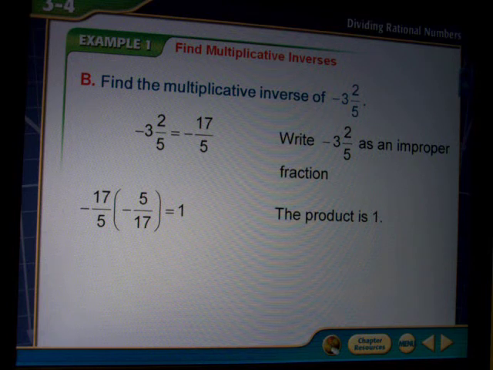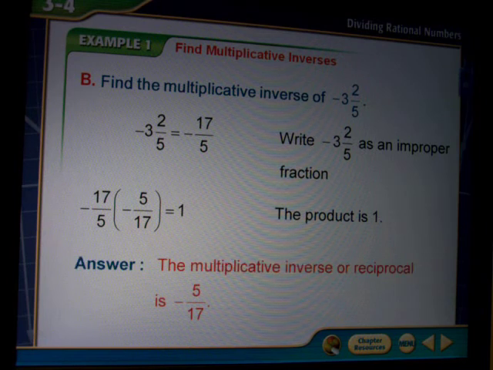Notice that when we have a negative number, the negative inverse is also used, so that when we multiply those two negative fractions together, we get a positive 1. So the multiplicative inverse, or reciprocal, is -5/17.